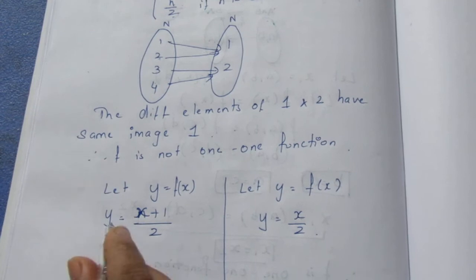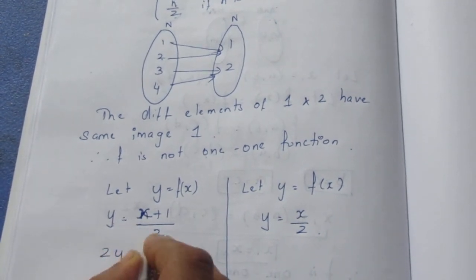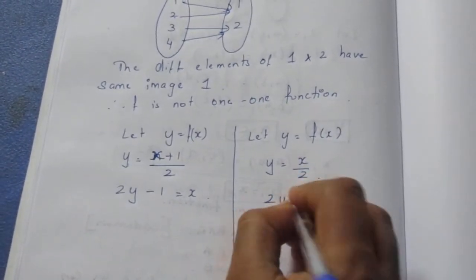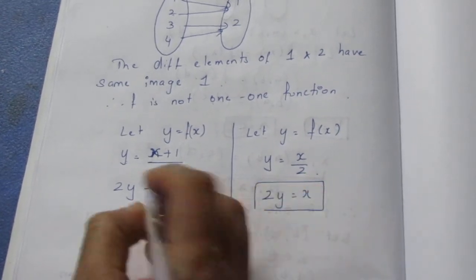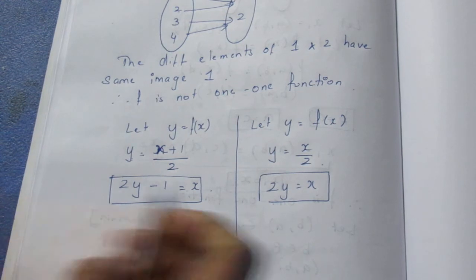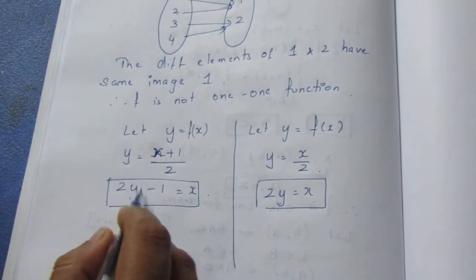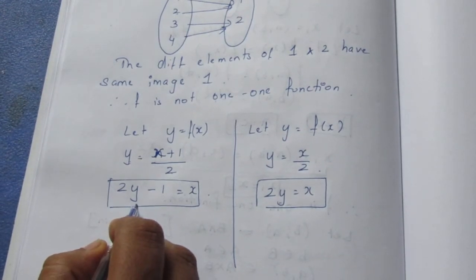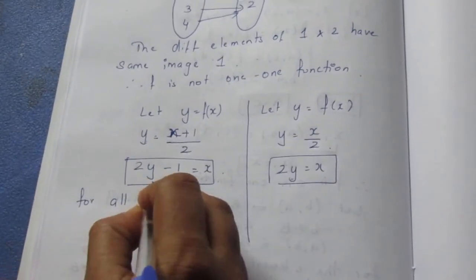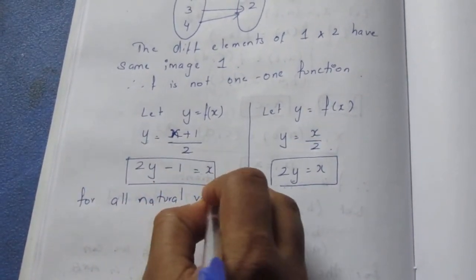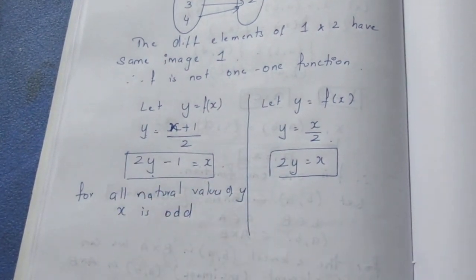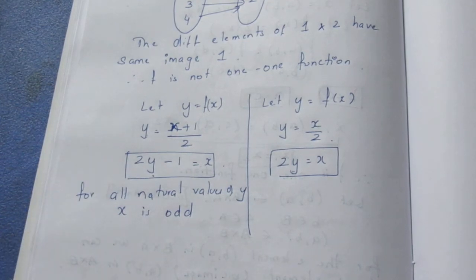We need to find x. Bring 2 to this side, it becomes 2y, and bring 1 to this side, it becomes minus 1. Here 2y is equal to x. So x is 2y minus 1 and 2y. Here substitute any value. In this we know that for all natural values of y, x will be odd. So substitute any value and check. Your x will become an odd number.